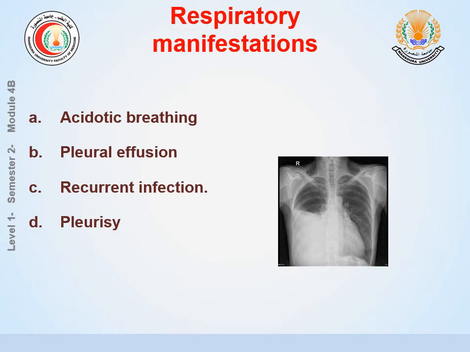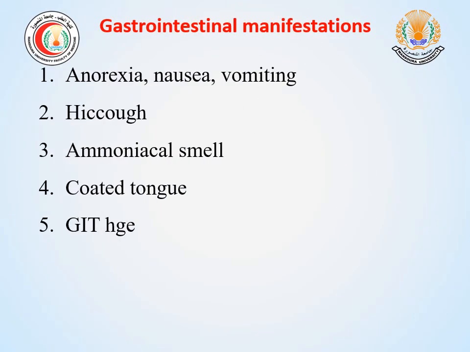For the respiratory manifestation, sometimes we have acidotic breathing or Kussmaul breathing, pleural effusion, recurrent infection, and inflammation of the pleura or pleurisy. Nausea and vomiting is very common in patients with renal failure. Persistent vomiting is one of the symptoms commonly encountered in this patient. High cough, bad smell, ammonia-like smell, gastrointestinal hemorrhage, and coated tongue.